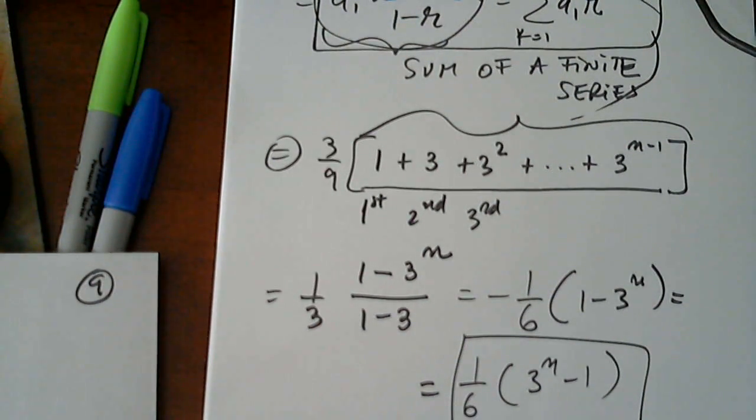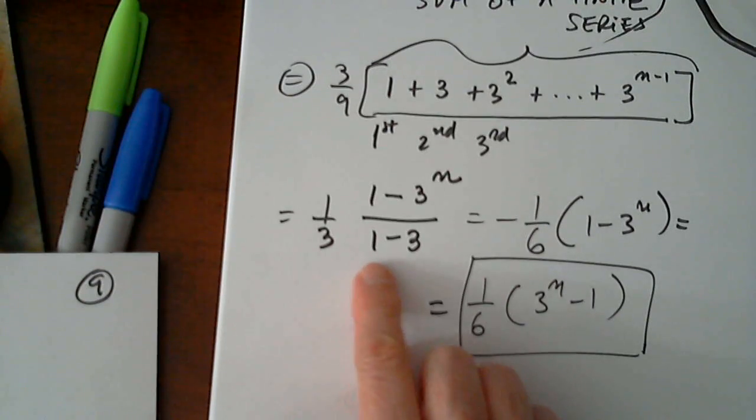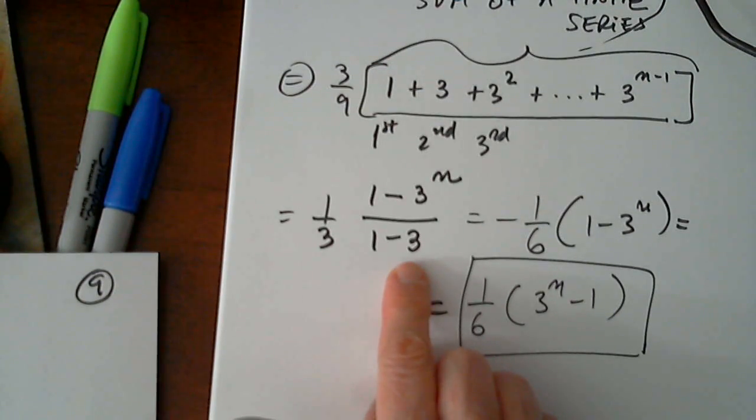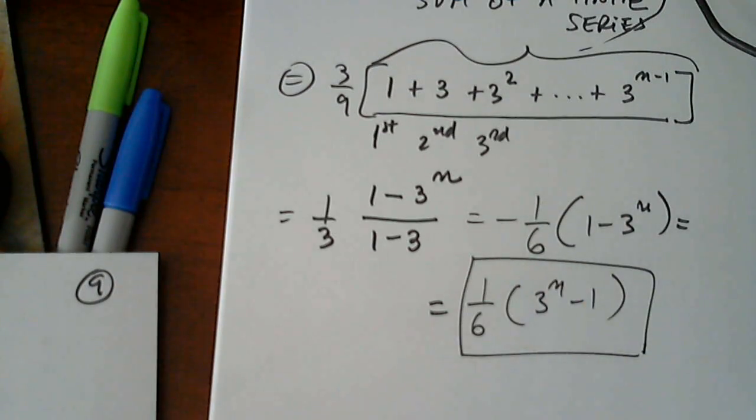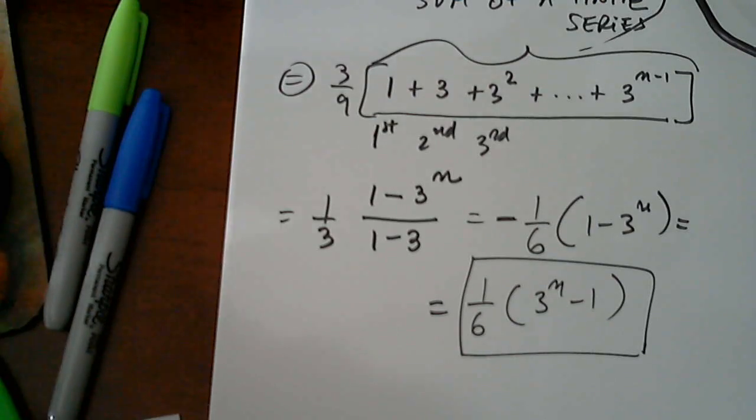Any questions on that? I have a quick question. Yes? How did you get the negative 1/6? Because 1 minus 3 is negative 2, and 3 times negative 2 is negative 6, but I put the negative in front. Oh, okay. Thank you. Is that better?